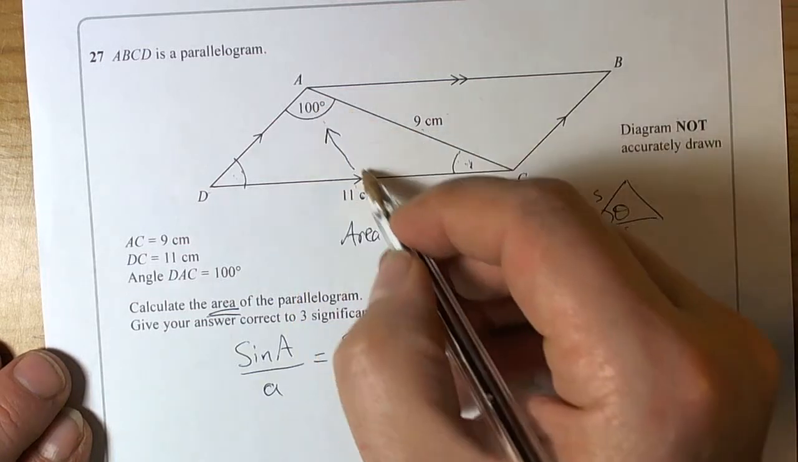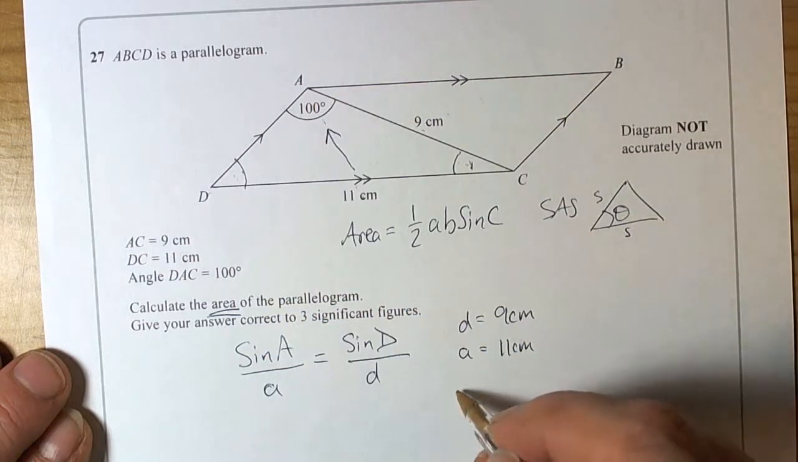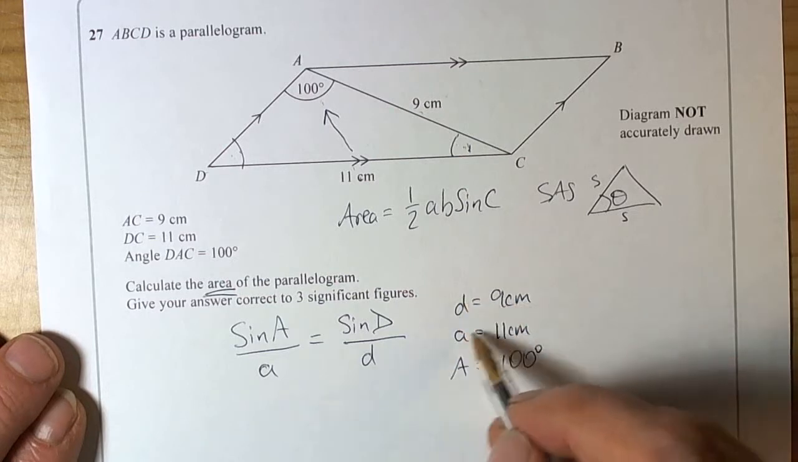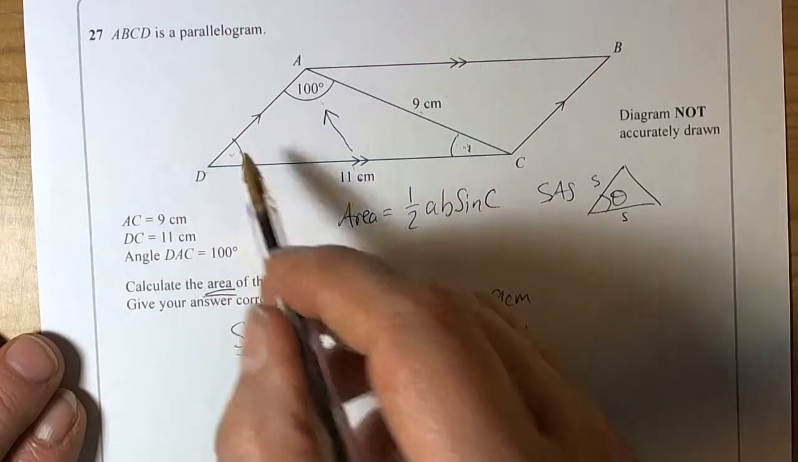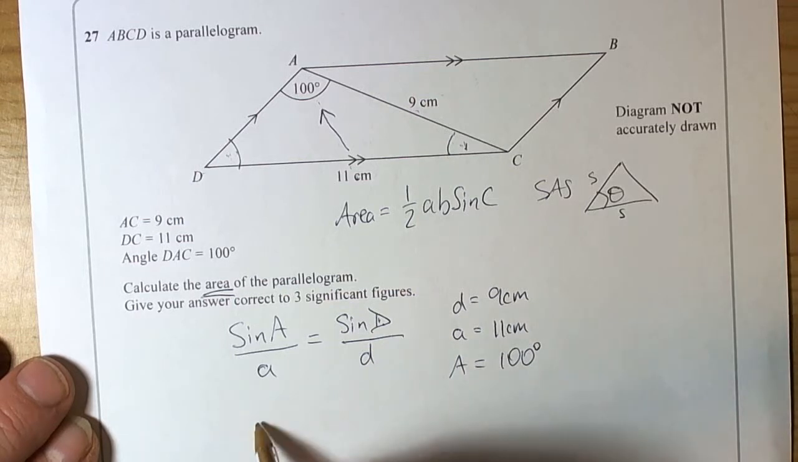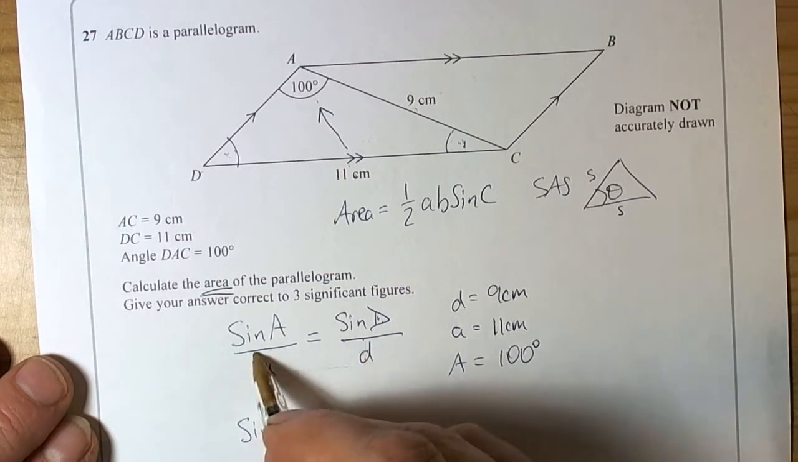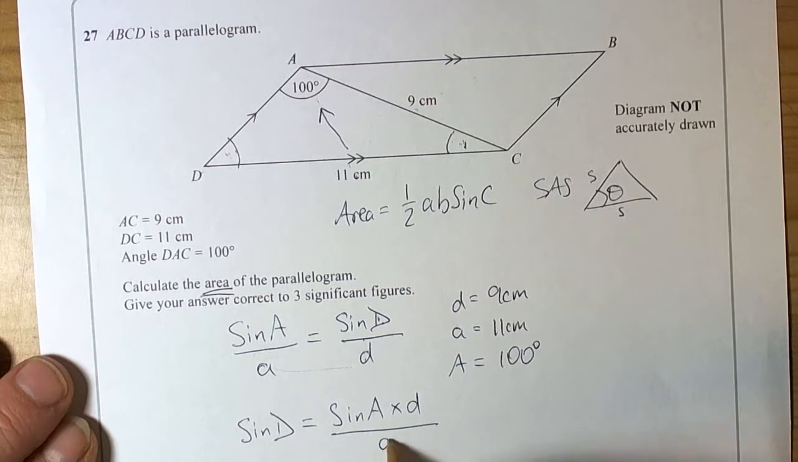Little a will be 11 centimeters, because it's opposite the angle at A, and the angle of A is 100 degrees. So a good habit to get into is define all the letters and find their lengths, and then we know that the missing thing is the angle D. So we've got to rearrange this to work out the angle D. So the sine of D, take the little d over by timesing, because that says divide by d, so move it over by timesing. So the sine of D is going to be the sine of A times little d over little a.